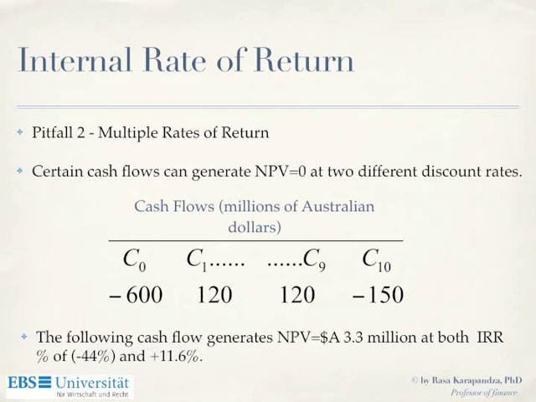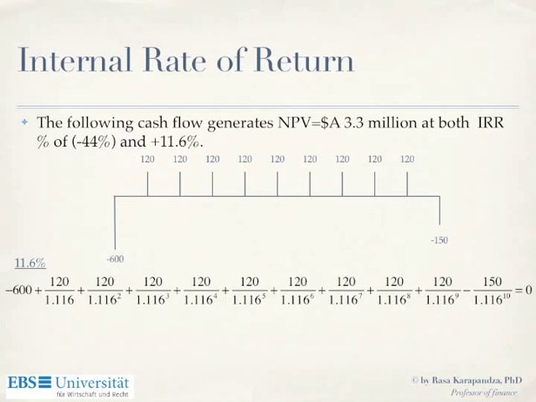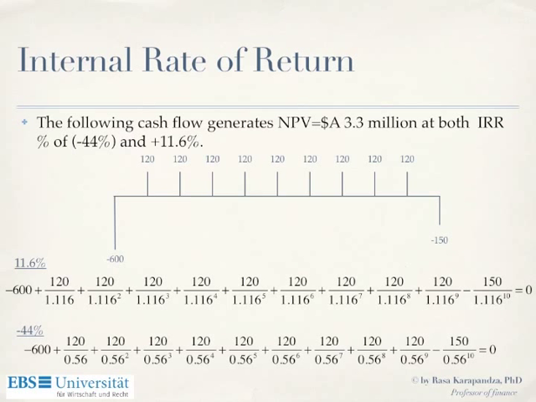So, to give you an example, this cash flow stream will have two internal rates of return. One is minus 44% and another is 11.16%. So, this is the cash flow stream that I'm talking about. Just a normal cash flow stream, and there are two internal rates of return. If you plug in 11.16, you will get that the left-hand side is equal to 0. If you plug in minus 44%, you will get that the present value of this cash flow stream is equal to 0. Both of them will solve it.